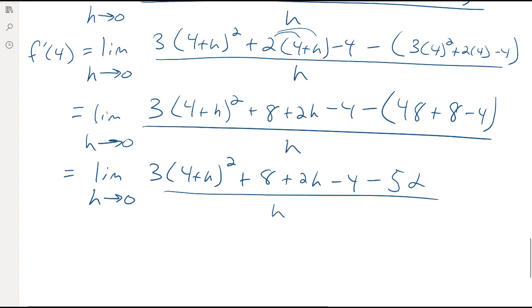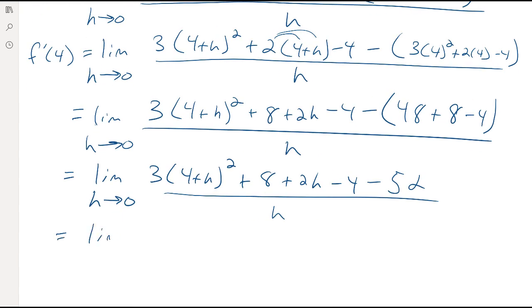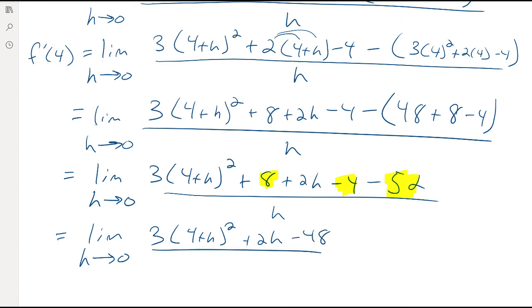And then the last step is to combine any like terms. So 3 times 4 plus h squared plus, I'm going to grab that 2h. And then I'm going to take 8 minus 4, which is 4. 4 minus 52 is negative 48. So minus 48 all over h. And we're going to leave that answer just like this right here.